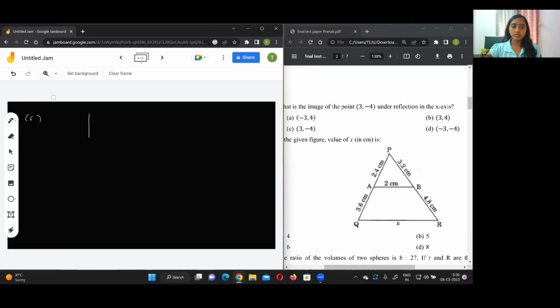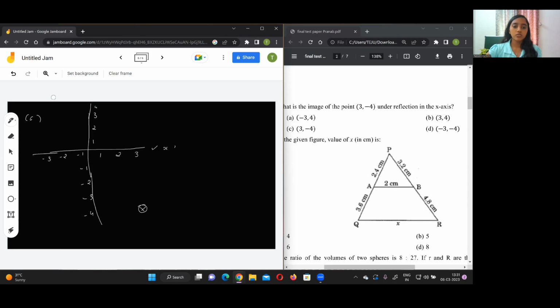So what they're saying is that this is your thing. This is the x-axis, this is the y-axis. They're saying if this is 1, 2, 3 and minus 1, minus 2, minus 3, minus 4, then here also let's draw minus 1, minus 2, minus 3 and 1, 2, 3, 4. Right? Now, let's first locate this point, that is 3 comma minus 4, which is somewhere here, right? And they're asking you under reflection in the x-axis. The x-axis is nothing but this.